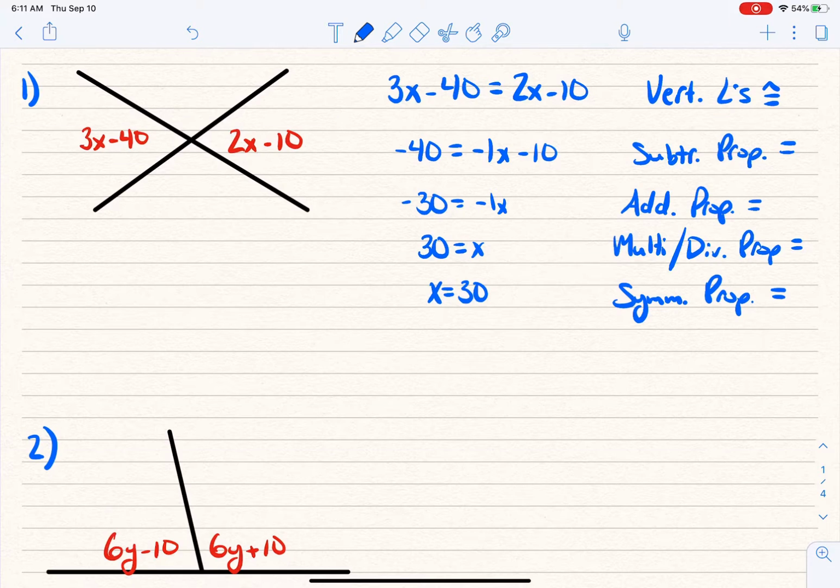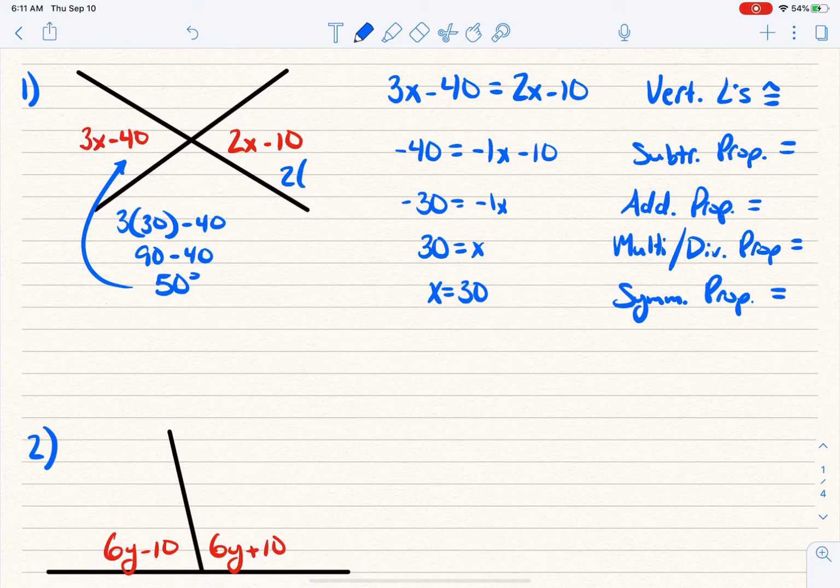If you went a step above and beyond, it didn't ask for it in the directions, but if you plugged that back in, you'd go, well, then I know that 3 times 30 minus 40. And 3 times 30 is 90, minus 40, so 90 minus 40 is 50 degrees. So that angle right there is 50 degrees. You can double check by doing it with the other one: 2 times 30 minus 10, 2 times 30 is 60, minus 10 is 50. And again, we've got the same answer here and here.